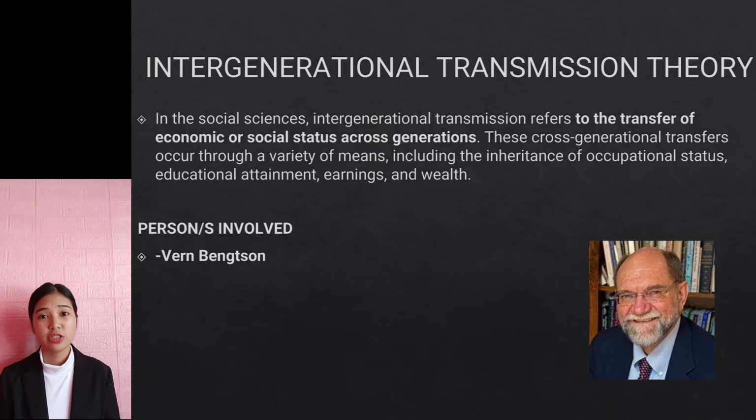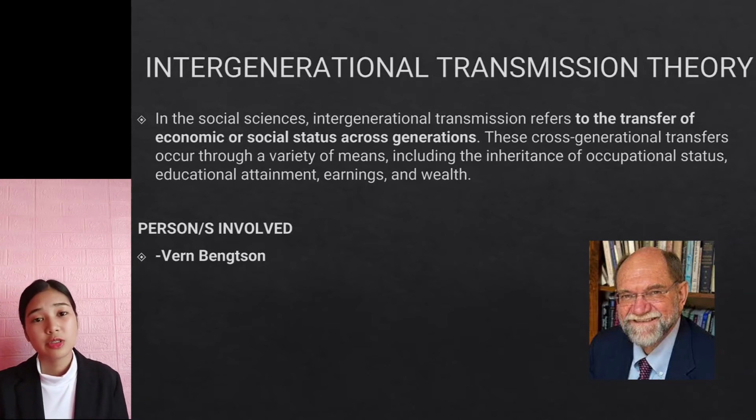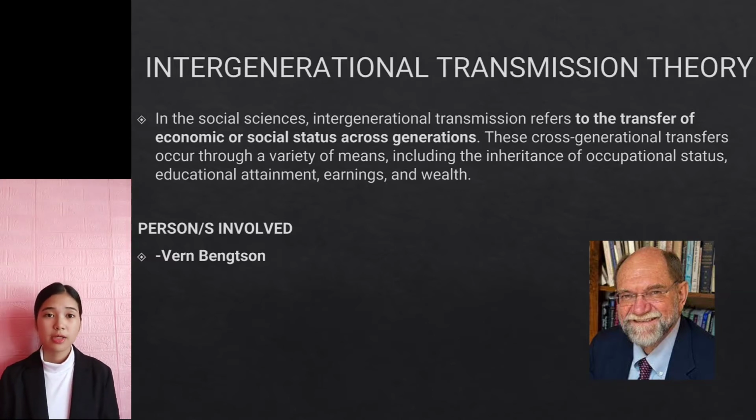Intergenerational transmission theory. In the social sciences, intergenerational transmission refers to a transfer of economic or social status across generations. This transfer occurs through a variety of means, including the inheritance of occupational status, educational attainment, earnings, and wealth. When intergenerational transmission is strong, children turn out much like their parents and social mobility is low. For example, parents' schooling choices may directly impact children's decision to stay in school.